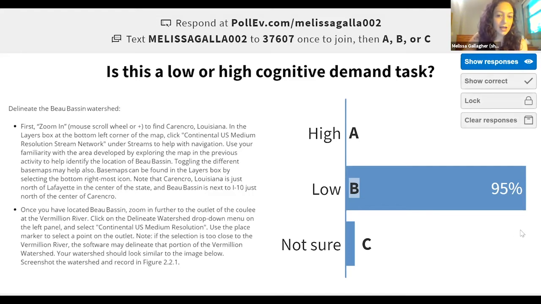So that is why I would classify this one as low, for the reasons that Willie and Sudi said, as well as because it gives the image and everything. So this is an important set of procedures for students to be familiar with, but it's not asking them to evaluate the watershed.